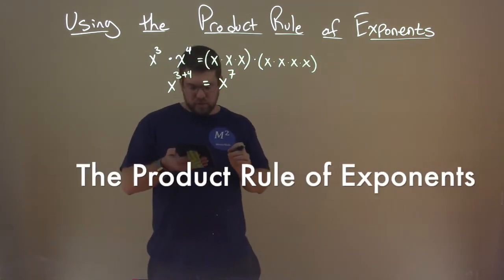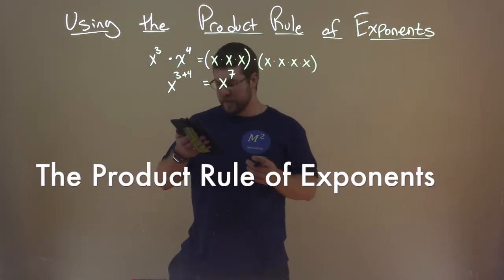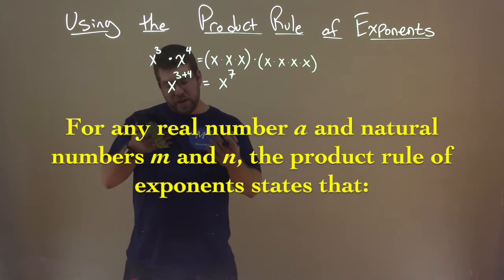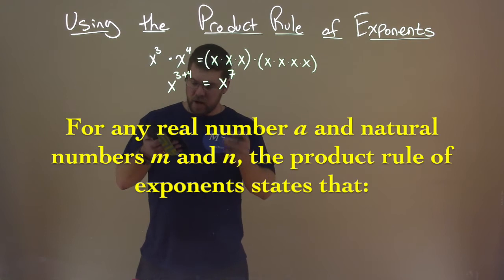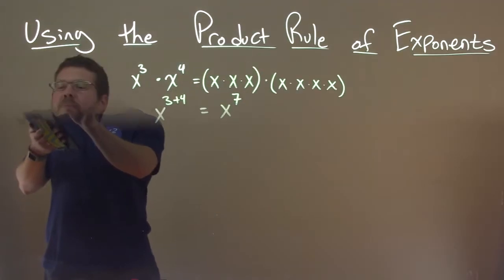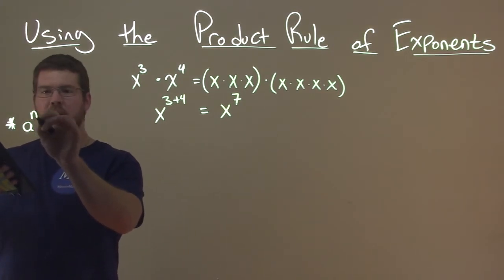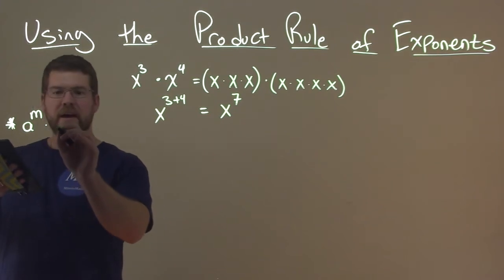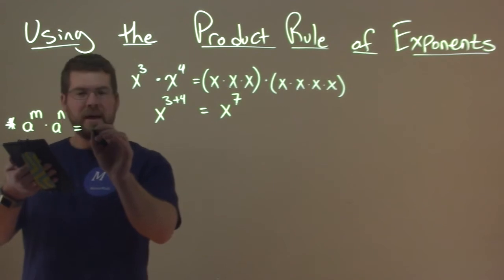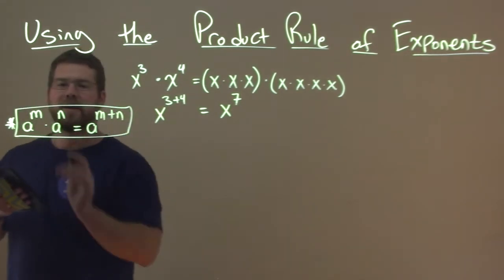So let's see the product rule of exponents, the rule here. It says, for any real number a and natural numbers m and n, the product rule of exponents states this. So here's our little rule. a to the m power times a to the n power is equal to a to the m plus n power. This is a good little thing to note here.